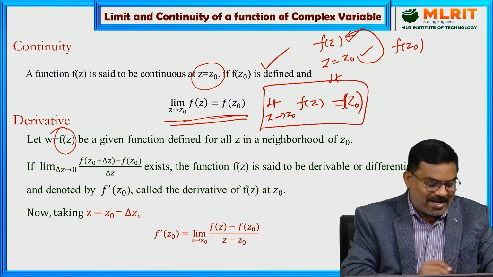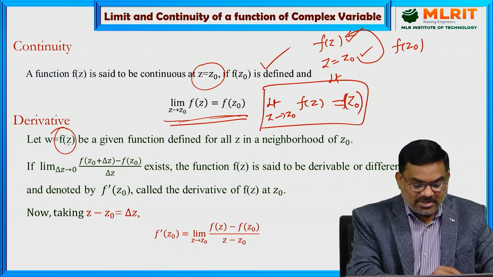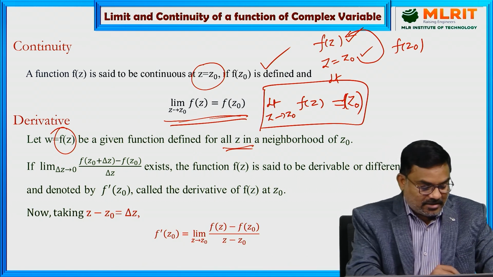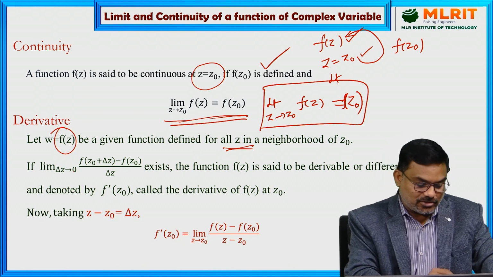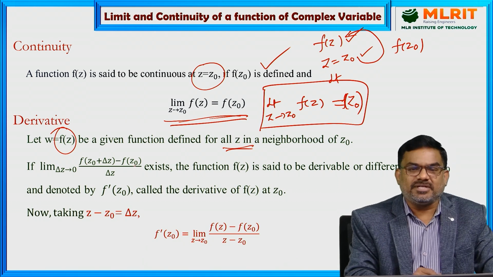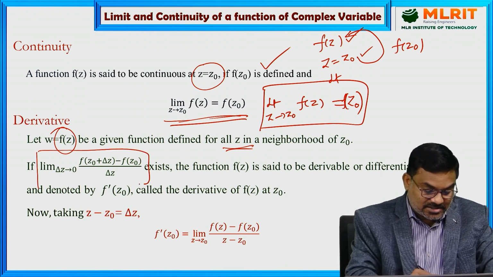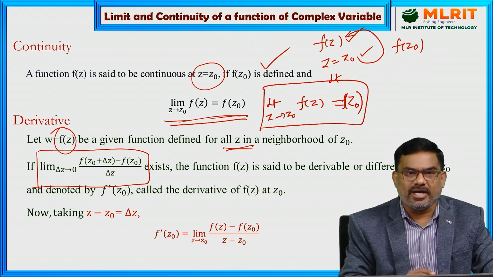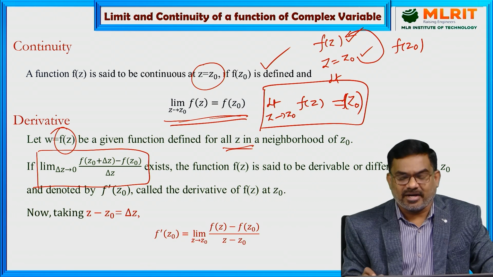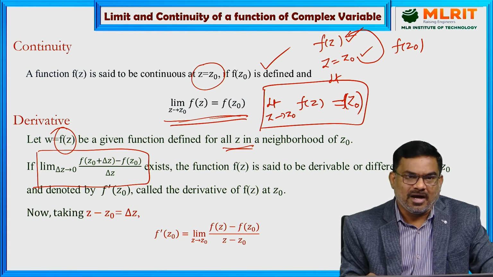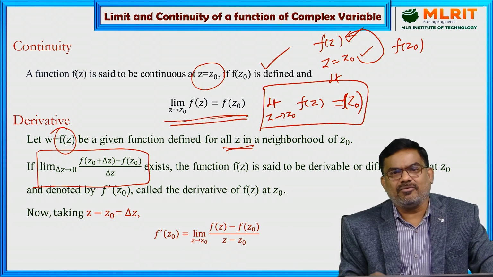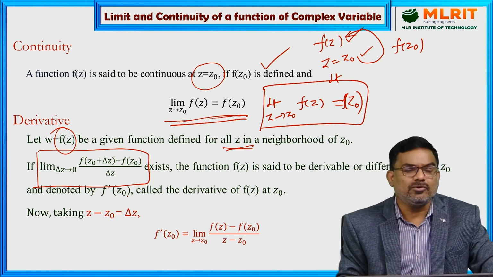Let us consider f of z. Let us suppose this function is defined for all z in the neighborhood of z0. Now, if limit delta z tends to 0, f of z0 plus delta z minus f of z0 by delta z, this limit exists, then the function f of z is said to be derivable or differentiable at z equal to z0, and which is denoted by f dash z0 and is called the derivative of f of z at z equal to z0.